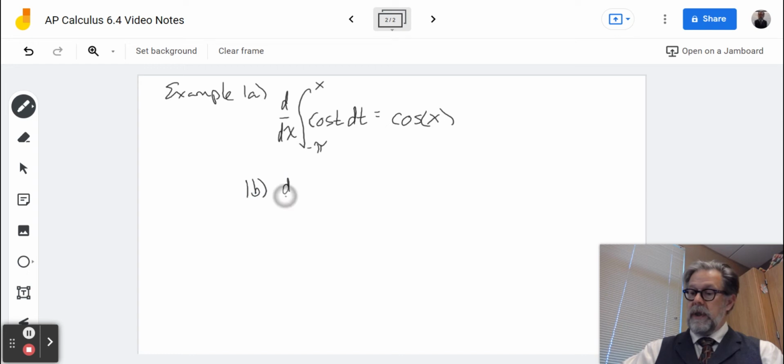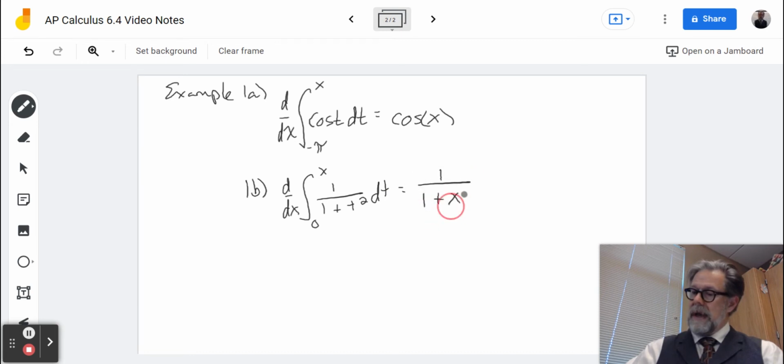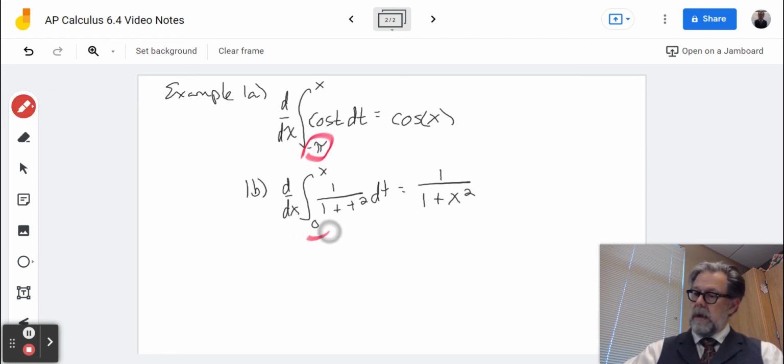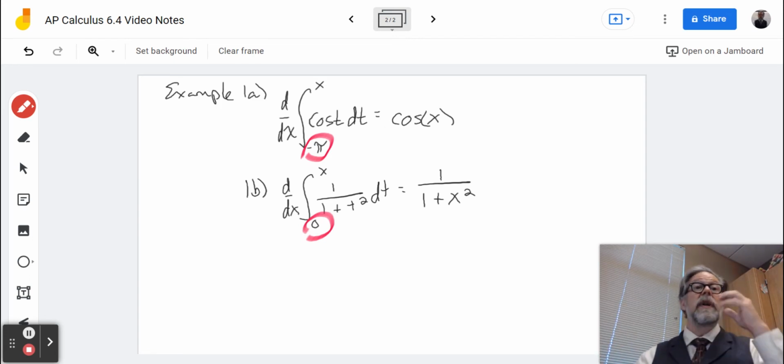Example 1b, find the derivative with respect to x of the integral from 0 to x of 1 over 1 plus t squared dt. And that's just equal to f of x. Notice that it makes no difference at all what that number is. We talked about why in the previous section, and we'll get back to that a little bit later. If you don't remember that, it was video 5 of chapter 6.3. We talked about why that didn't matter.